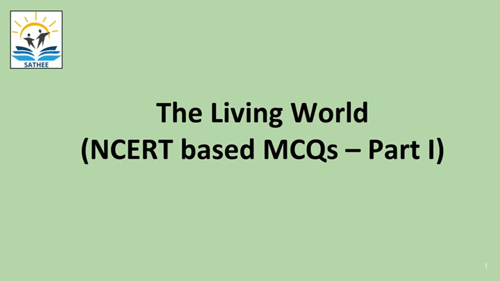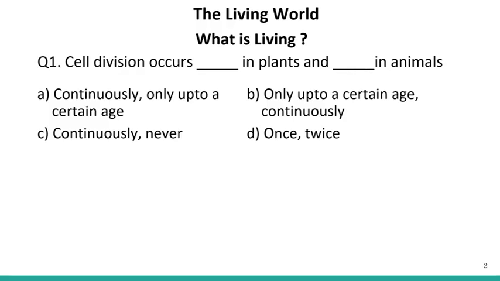And today we'll be solving the NCERT based multiple choice questions from the topic the living world. Alright, so let's start with the first question. The first question is the cell division occurs, okay, we have to fill in this gap. Cell division occurs in plants and dash in animals.